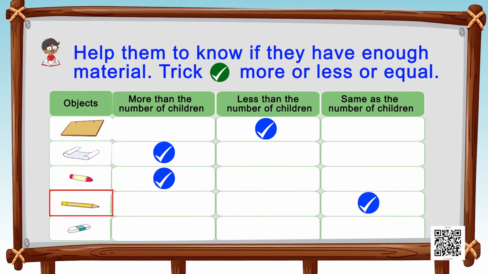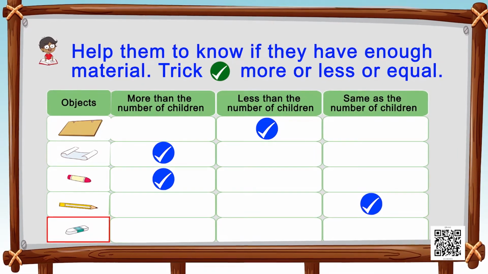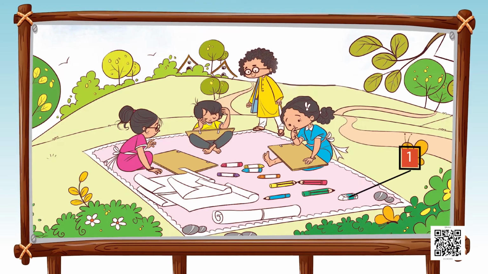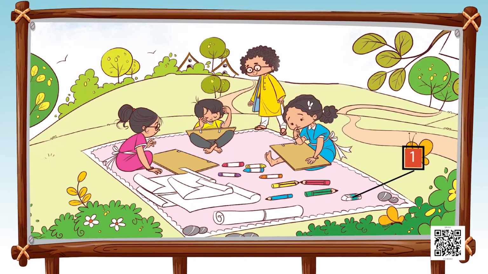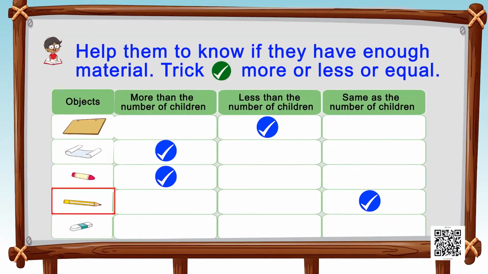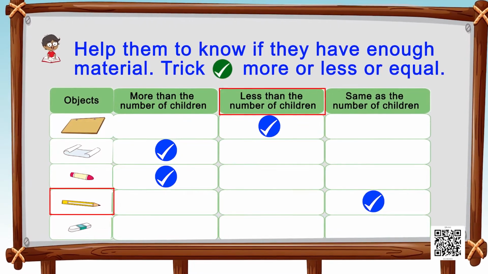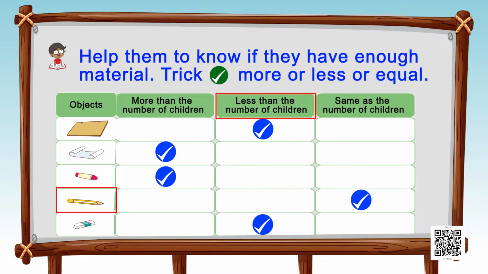Our last object is an eraser. And how many erasers do we have? Yes, we have just one eraser and it is less than the number of children. So we have to put a tick in the column where it says it's less than the number of children. So wasn't that fun, children? Let's move on to our next exercise.